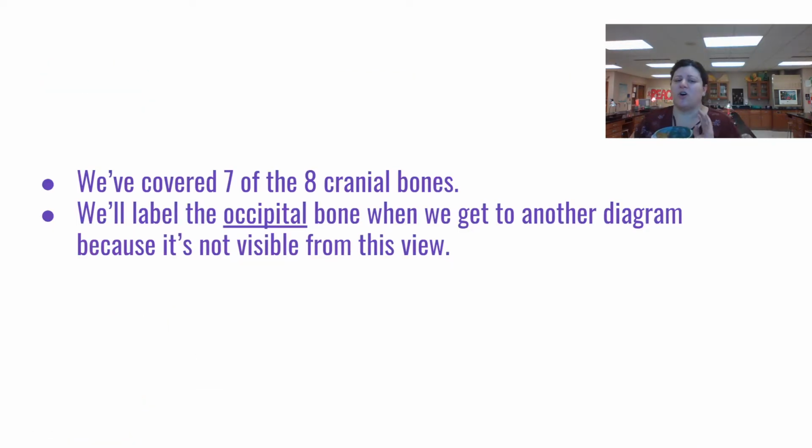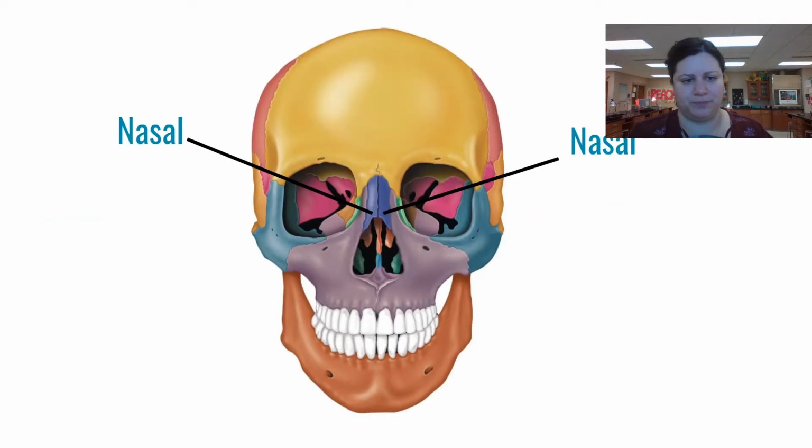Okay, we've covered all of the cranial bones except for the occipital bone. You can't see the occipital bone from this view because it's the back of the head, so we're going to label it from a different picture. And now we're going to go ahead and do the facial bones.